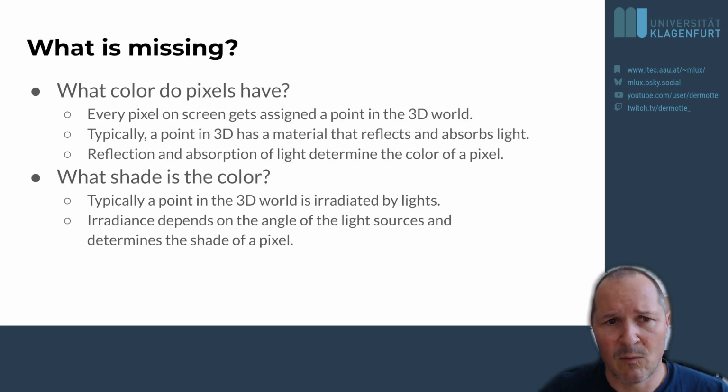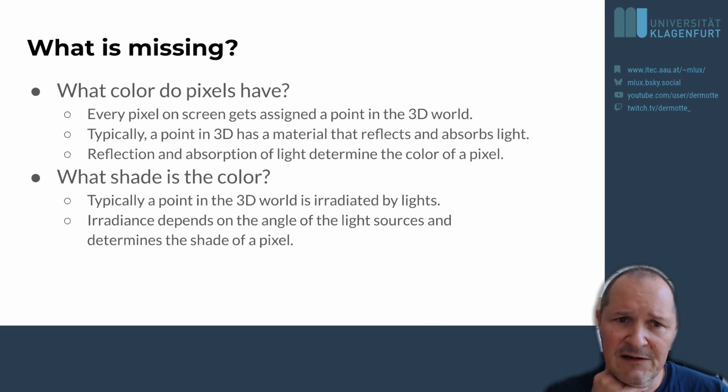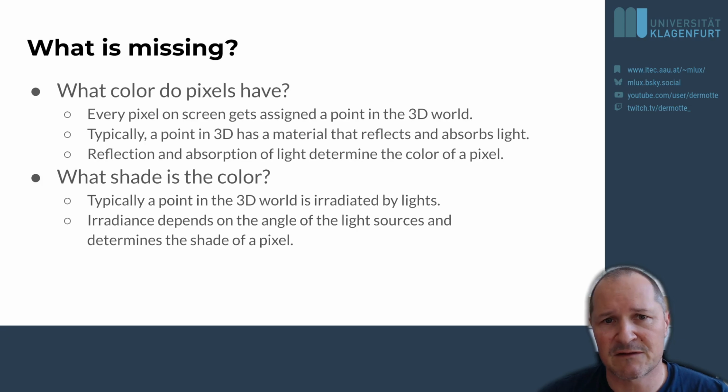Okay, so what is missing? What colors do pixels have? Each pixel on the screen gets assigned a point in a 3D world, and this material, or this stuff that is lit up by the artificial light, then should reflect or absorb light and has a material assigned that defines how it does that. So what we actually need is some method to reflect the properties of a material that is assigned to a specific object that fills the pixel on screen, more or less.